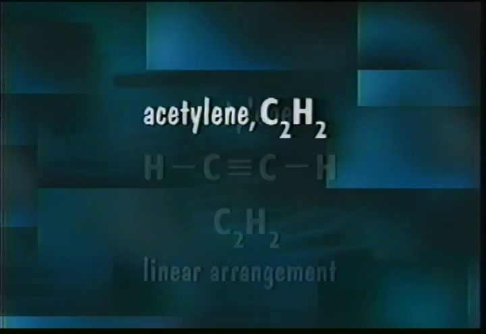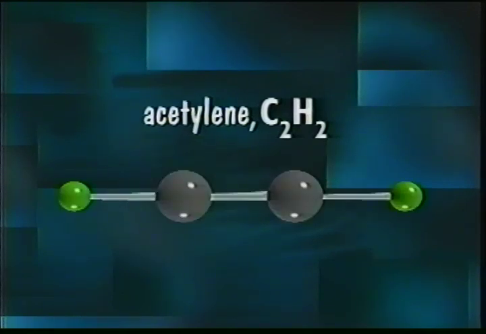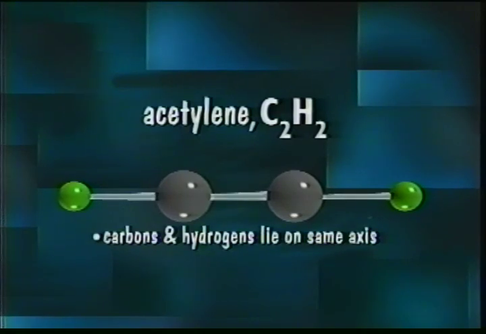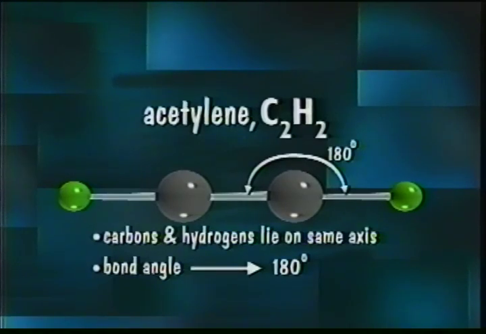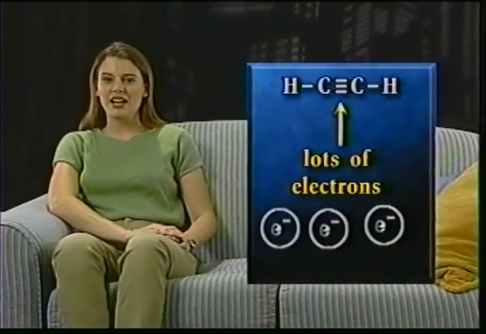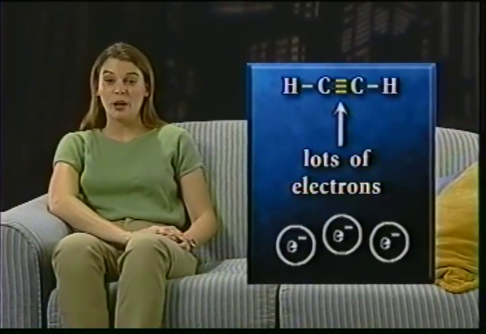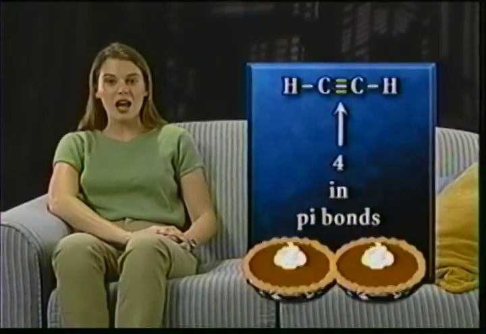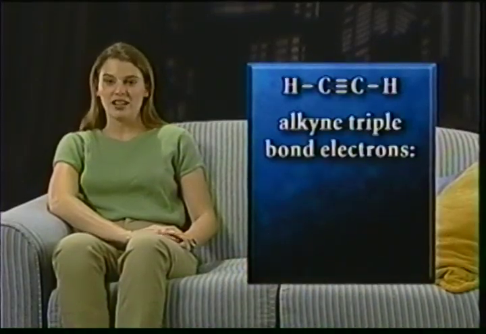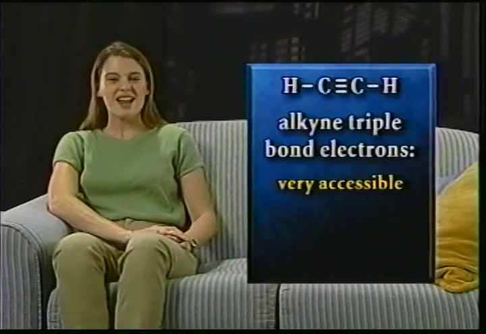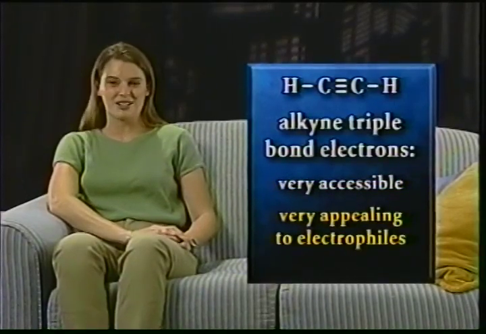In the formation of an acetylene molecule, one hydrogen bonds to each of the carbons, forming the acetylene molecule C2H2. The carbons and hydrogens all lie along the same axis, and every bond angle in acetylene is 180 degrees. There are a lot of electrons floating around in this triple bond, and since 4 of them are in pi bonds, alkyne triple bond electrons are very accessible and very appealing to electrophilic passers-by.